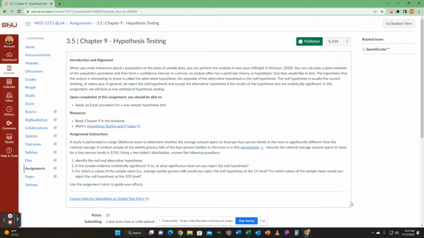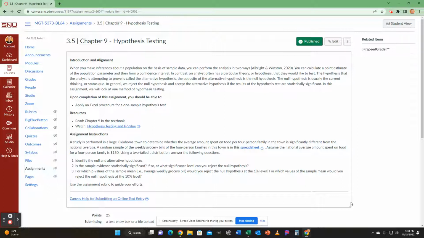In this particular assignment, then we're looking at a study that was performed to determine the average amount spent on food in a four-person family in this particular town. They did a random sample of weekly grocery bills of the four-person families, and that's what's reflected in the attached spreadsheet. So assume the national average amount spent on food for a four-person family is $150.